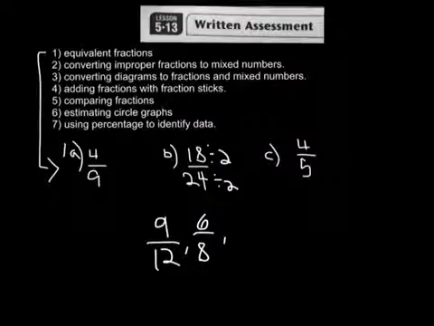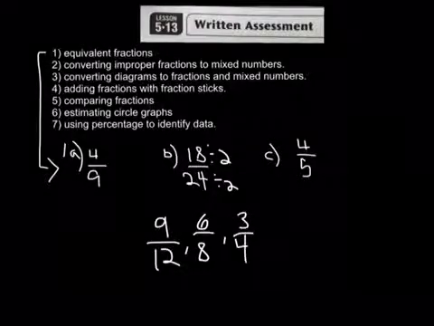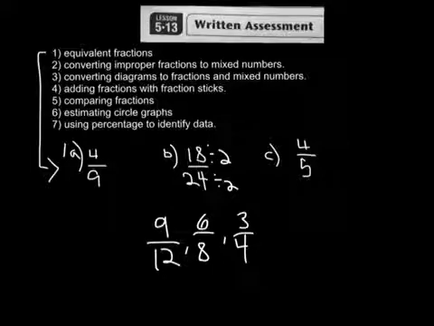Okay? You could simplify this one, okay? And you notice that over here they're both divisible by 2. So here you have a 3, and here you have a 4. And it's actually 3/4. It's the simplest form. And there you have 3 more equivalent fractions.